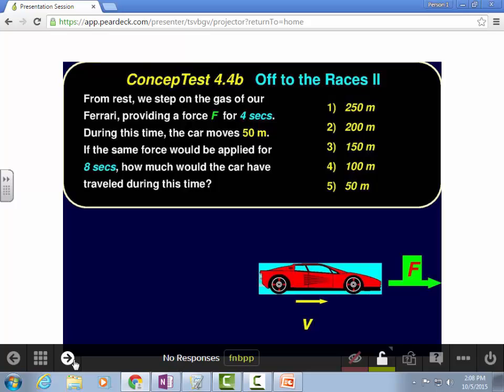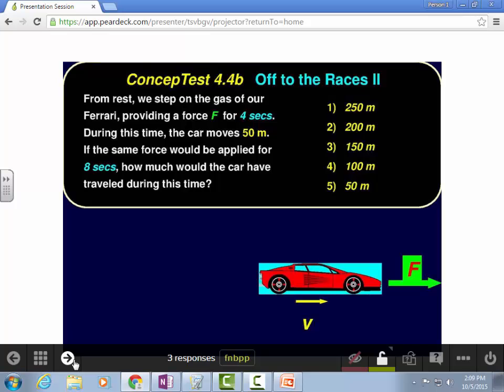Now you need to actually really get your hands dirty. From rest, we step on the gas of our Ferrari and provide a force F for 4 seconds. During this time, it moves 50 meters. If the same force were applied for 8 seconds, how much would the car have traveled during this time? That's constant velocity? Think what same force means.